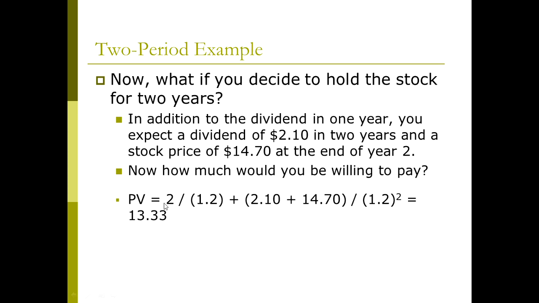Again, we calculate the present value of all cash flows. The first cash flow is the $2 dividend paid in year 1, discounted at 1 plus 20% to the power of 1 year. In the second year, we have two cash flows: the second dividend, $2.10, plus the selling price of the stock, $14.70. Both of them are discounted at 1 plus 20% to the power of 2 years, while the price is still $13.33.